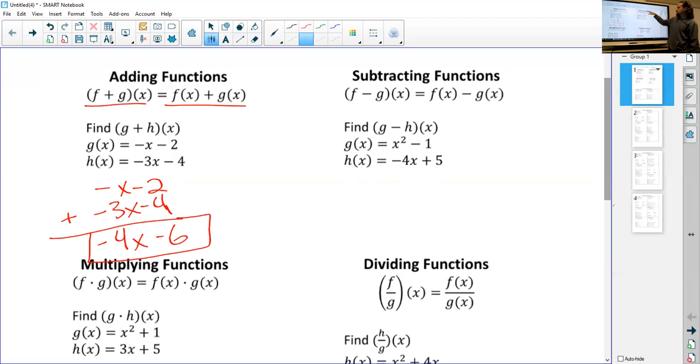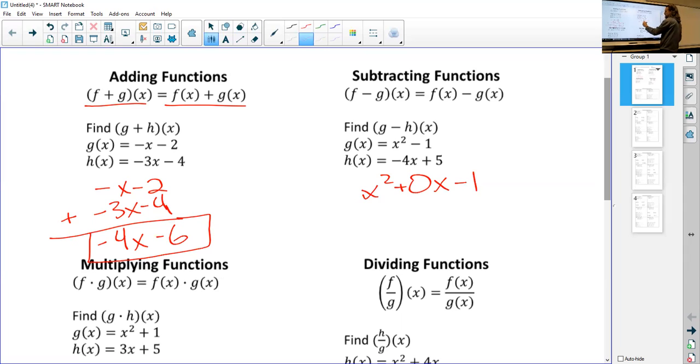All right, so subtracting functions, same idea, right? (f - g)(x) is the same as f(x) minus g(x). So we're going to take our two functions, we're going to line them up. So I see x squared, but I know in my second equation I have negative 4x. So what I'm going to put for g(x) here is plus 0x minus 1. Okay, just so everything can line up here.